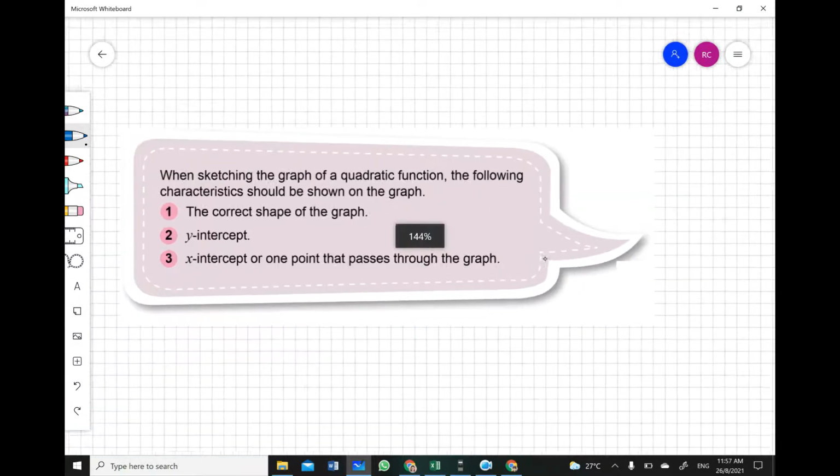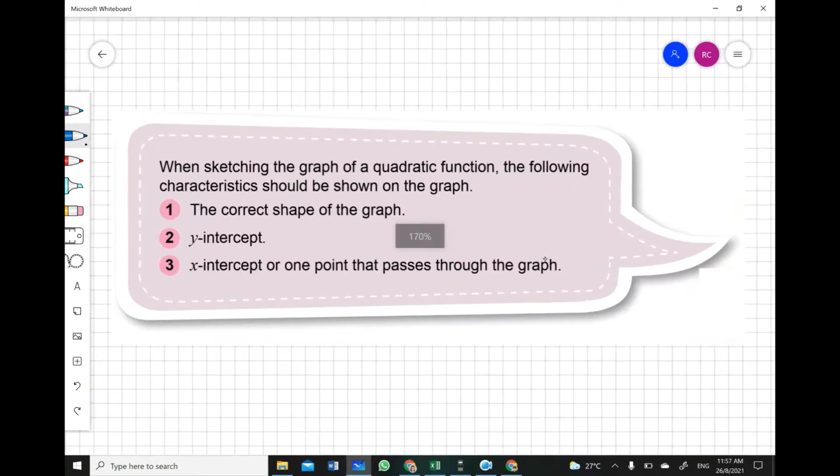Next one here. So we are entering the sketching of the graph right now. When sketching the graph of a quadratic function, the following characteristics should be known on the graph. Just now we were solving all the quadratic expression and equation. So this one is how to sketch the graph. So first thing, you need to know the correct shape of the graph, either it is a smiley face or a sad face. Smiley face means that the value of a is greater than 0. Sad face, the value of a is less than 0.